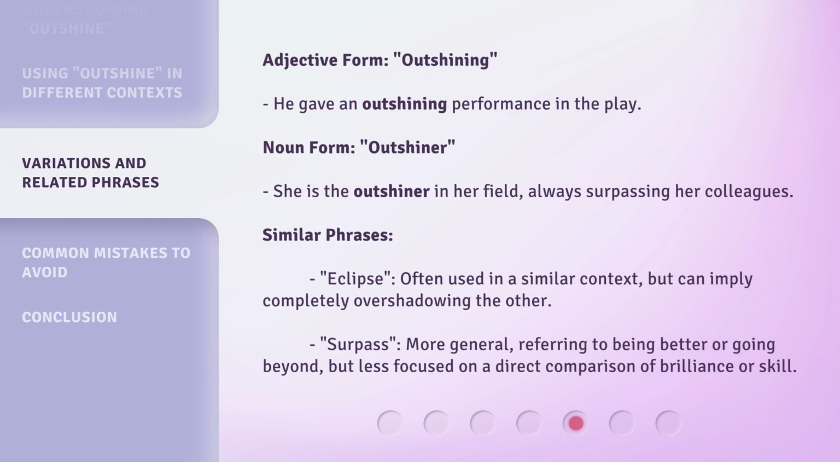Adjective form: outshining. He gave an outshining performance in the play. Noun form: outshiner. She is the outshiner in her field, always surpassing her colleagues.